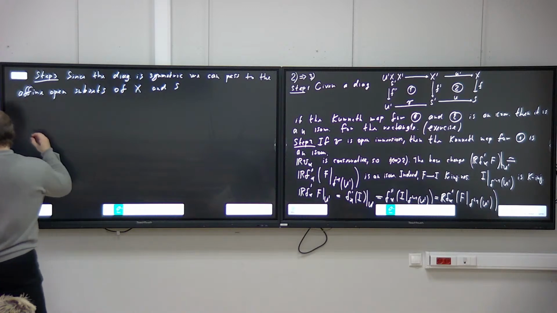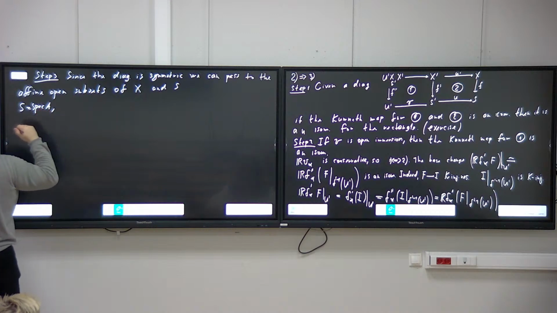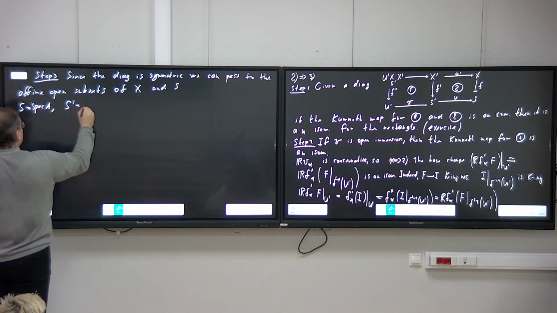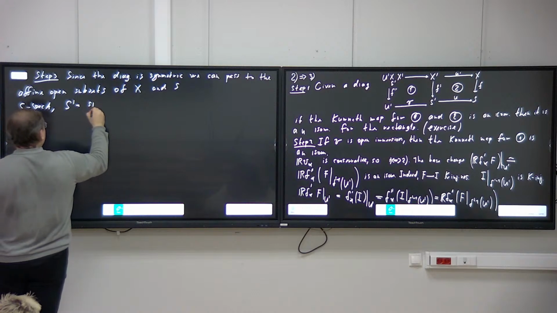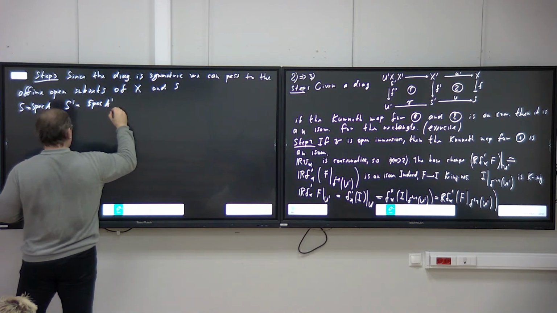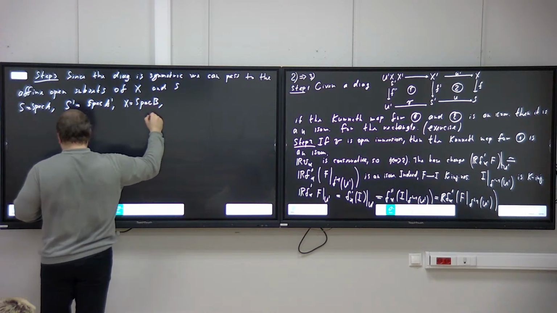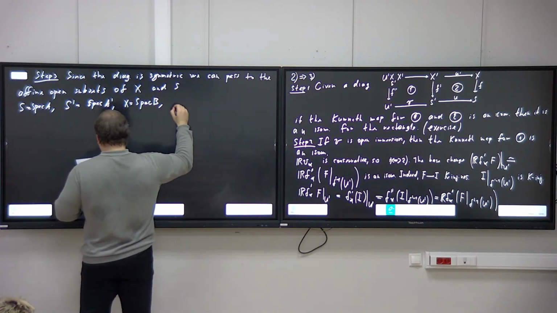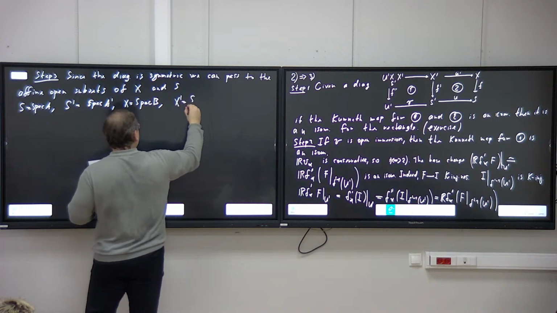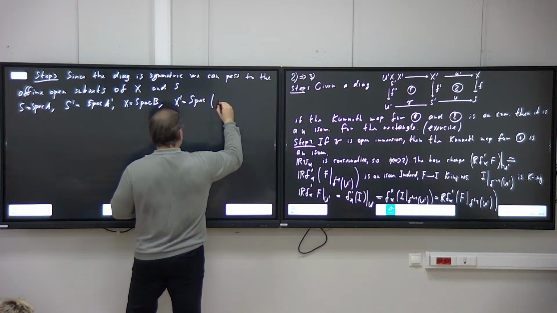So I want to assume that the S in my diagram now is spec of some ring A. S prime is, so everything is affine. So S prime is the spec of A prime, X is the spec of B, and finally X prime is, so that's the base change, the spec of the tensor product.